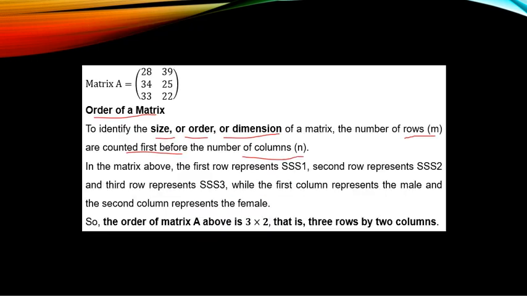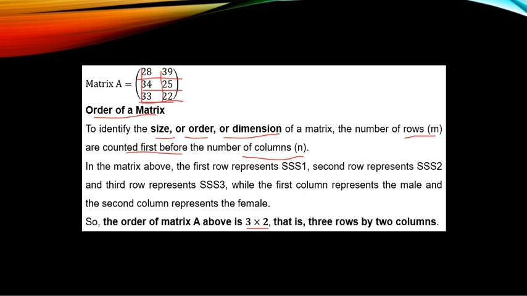This is the matrix. If you look at this, remember we said that in the order, the number of rows is counted first. So in this place, you have the first row, the second row, and the third row. So we have three rows in this matrix. For the column, you have the first column and the second column. The meaning is the order of matrix A above is 3 by 2.